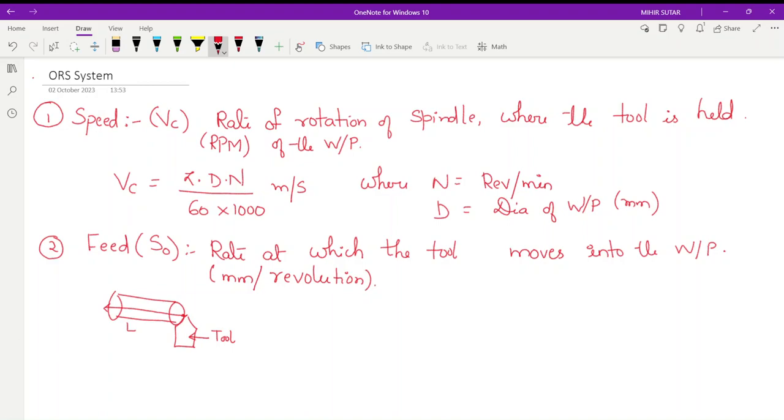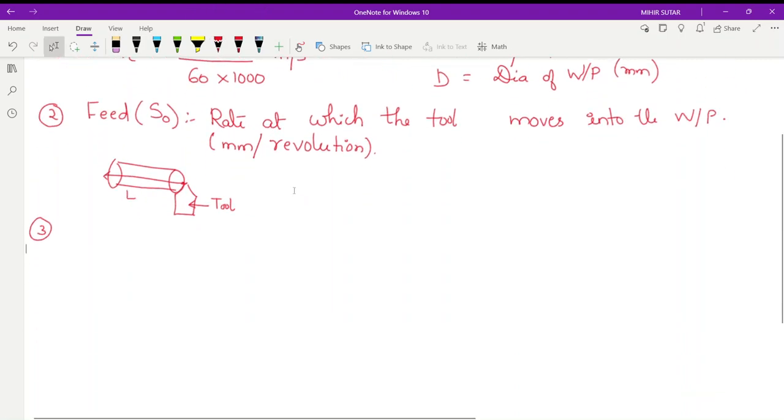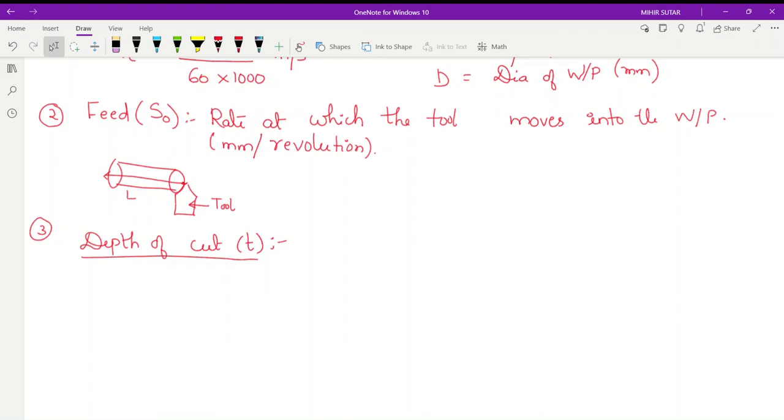This is feed. And the third is the depth of cut, denoted by small t. What is the depth of cut? It is how deep the tool cuts into the workpiece. While turning, along the diameter we are also reducing the thickness, as well as the tool moving from X equal to 0 to X equal to L. So depth of cut is along the diametric circumference of the workpiece. It is how deep the tool cuts into the workpiece.